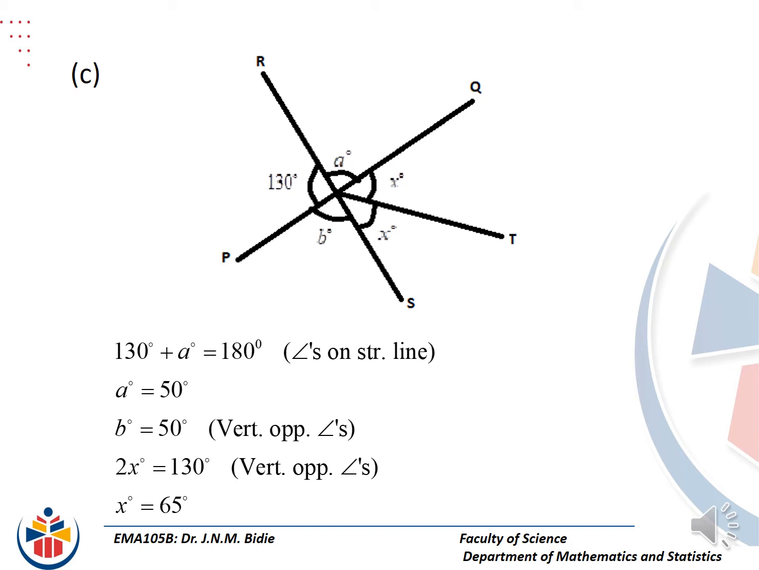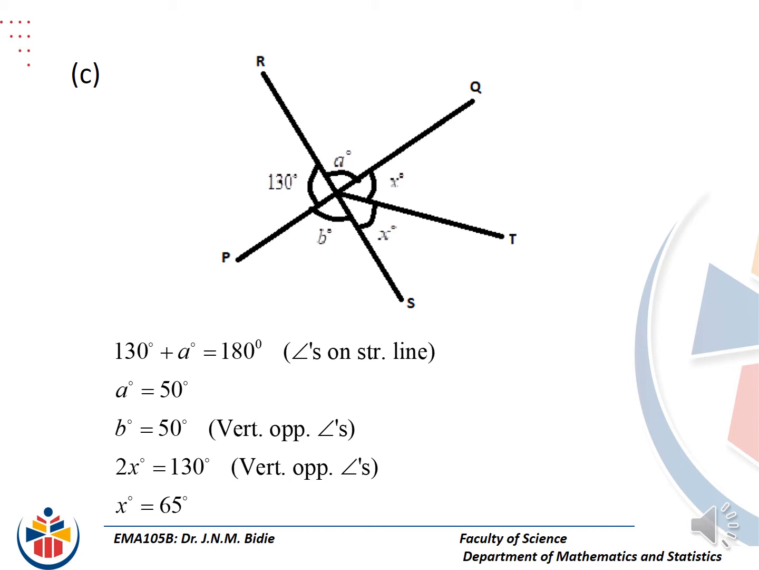Could start with A. A and 130 are on the straight line PQ. So therefore, they are supplementary. A plus 130 equal to 180, and therefore A is equal to 50 degrees, which makes it so easy then to find B because they are vertically opposite angles and vertically opposite angles are equal.